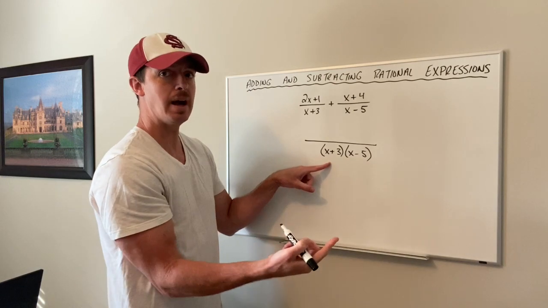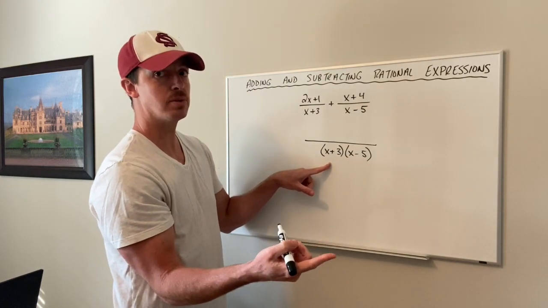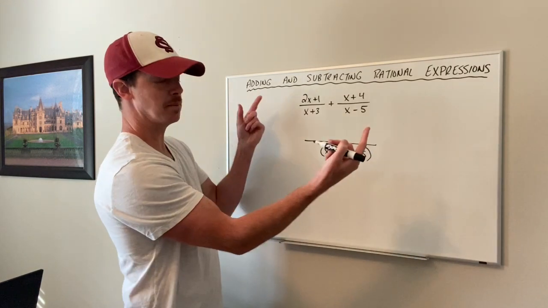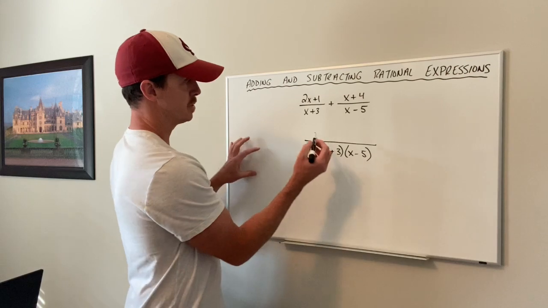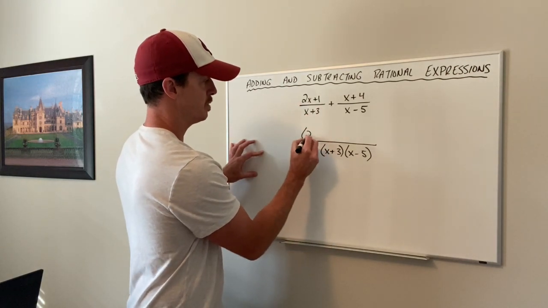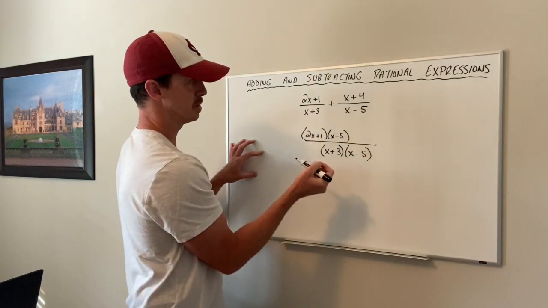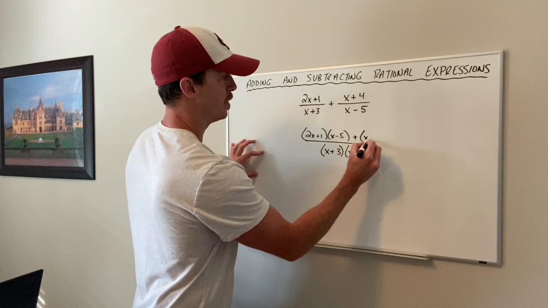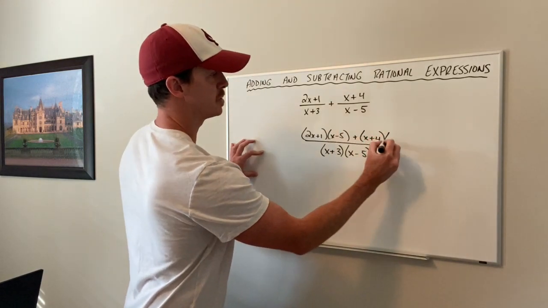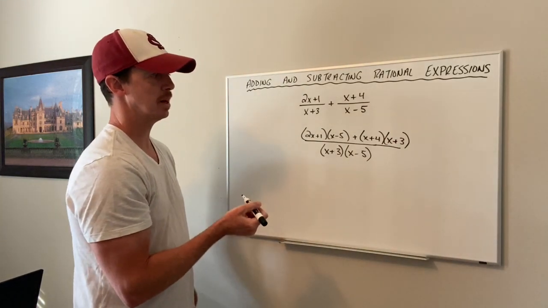It's kind of like if you were to add 1/2 and 2/3. Well, if you were adding 1/2 to 2/3, your common denominator would just be 2 times 3, which is 6. Same thing here. All right, so this time, this denominator is missing the x minus 5. So that gets multiplied to the 2x plus 1. Over here, that one's missing the x plus 3. So we multiply x plus 4 by x plus 3.